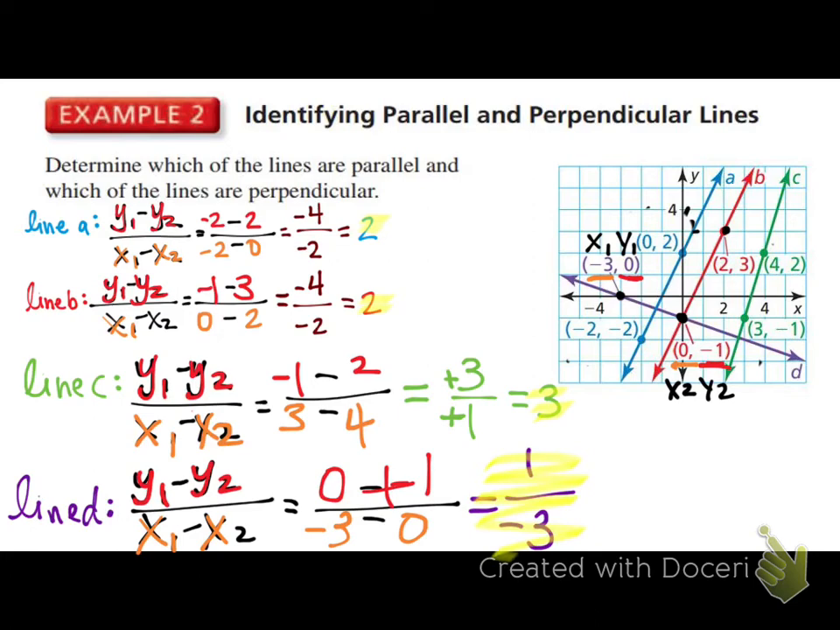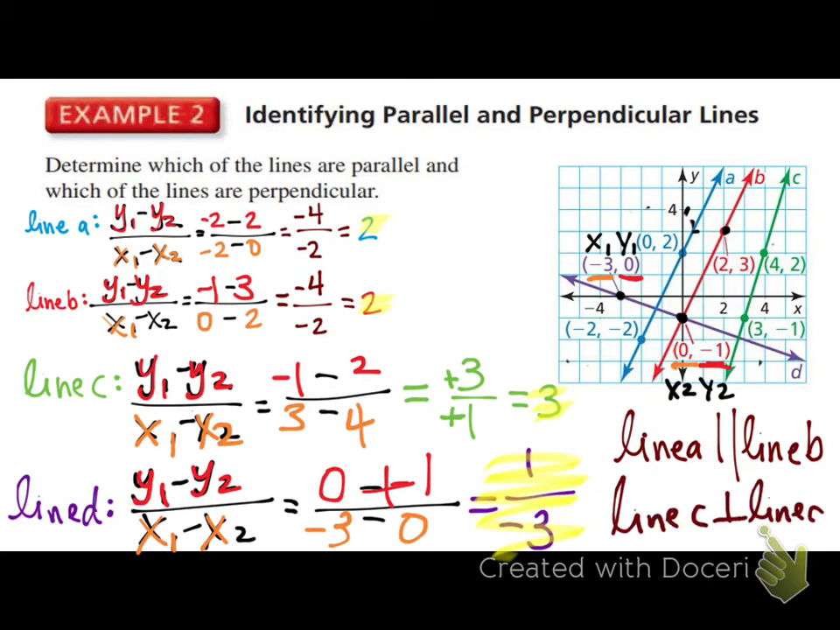So from here we make decisions. All right, which of these are parallel? So we're going to say line A is parallel to line B. And then which ones are perpendicular? Line C is perpendicular to line D. At this point, you're ready to take out a whiteboard and a marker.